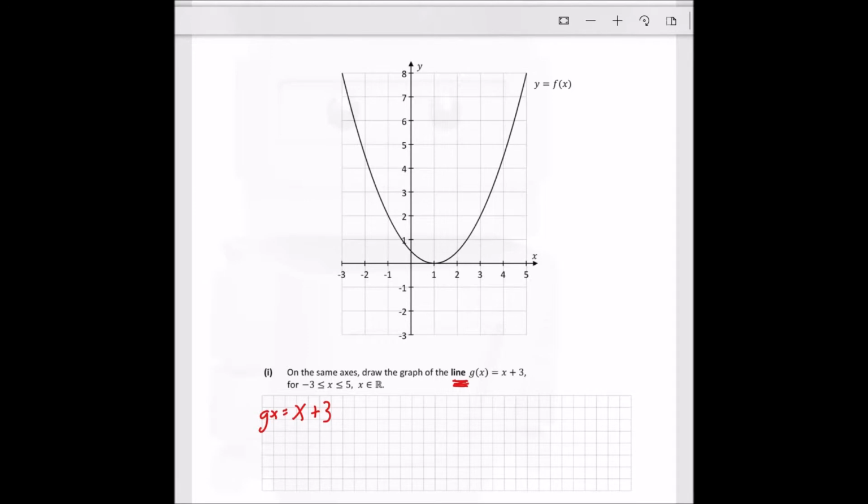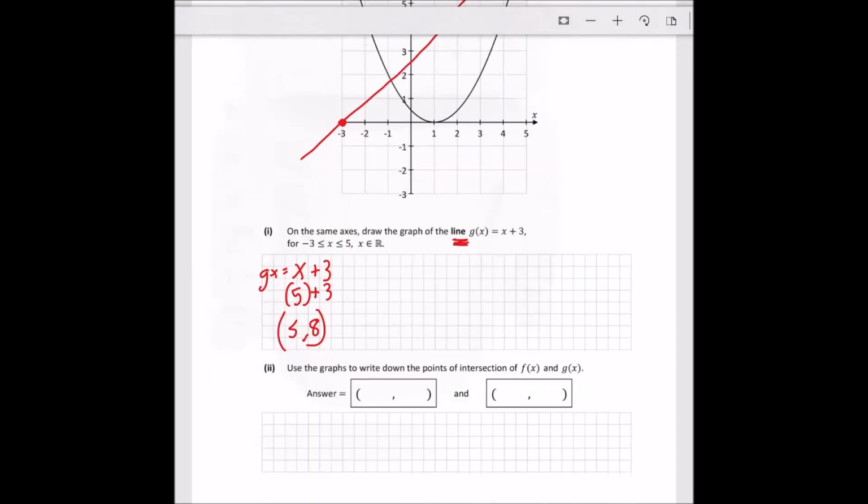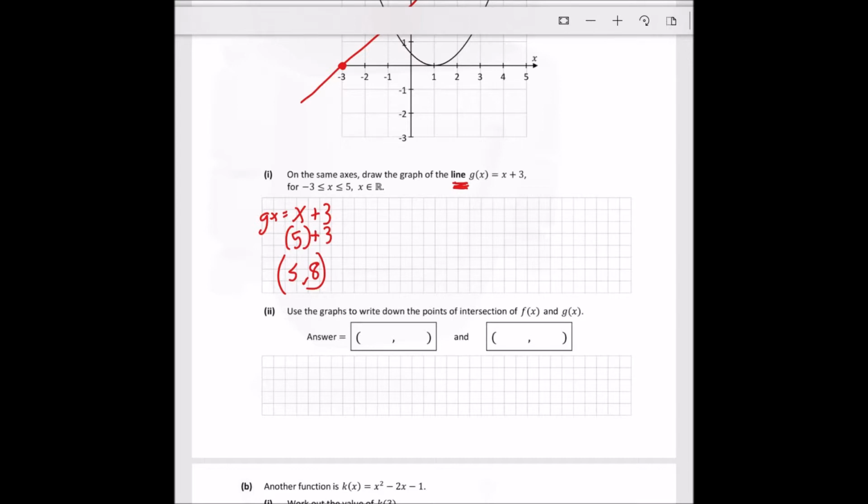I'll put in minus 3. Put in minus 3 for x, plus 3, minus 3 plus 3 is 0. So when I put in minus 3, I get out 0. So minus 3, 0 is here. And I put in 5 this time. So 5 plus 3 is 8. So when I put in 5, I get out 8. So 5 and 8 there. Join the 2 points. There we go. Done.